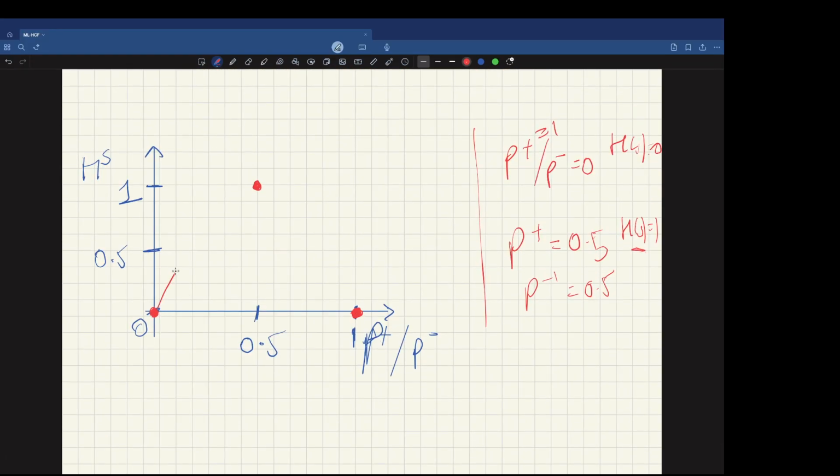I'll just join the lines. So I'll get something like this curve, right? So this is nothing but your entropy curve.